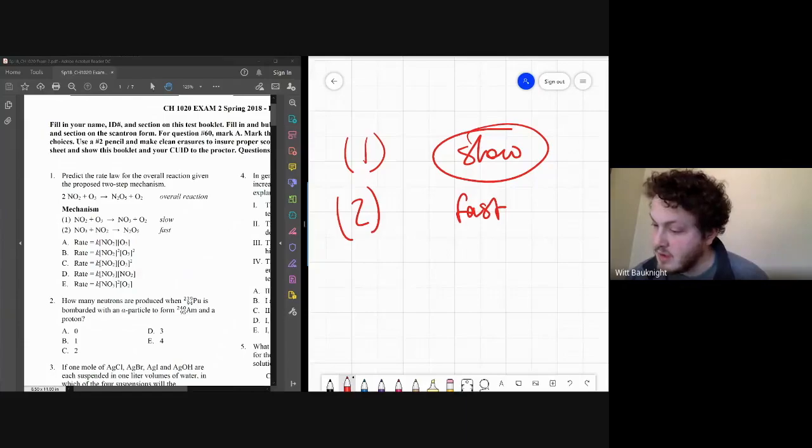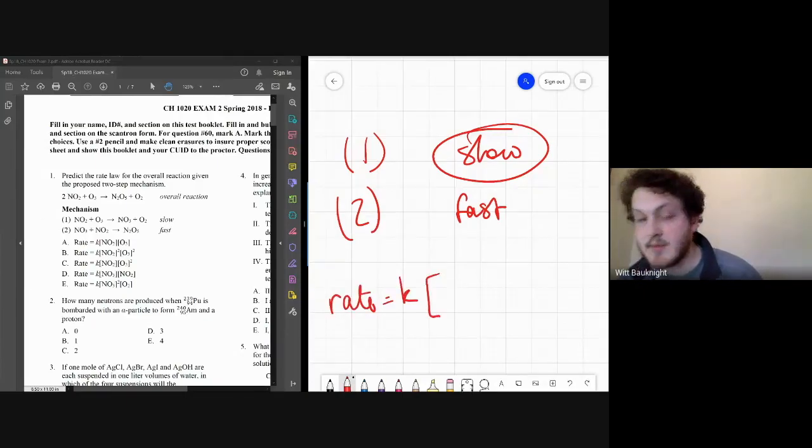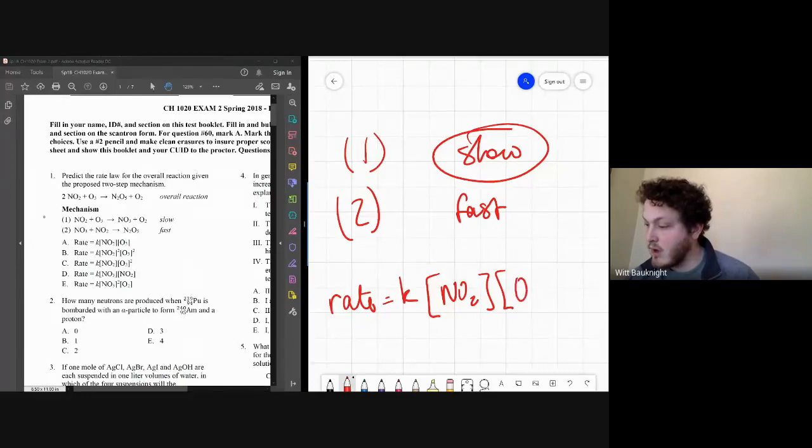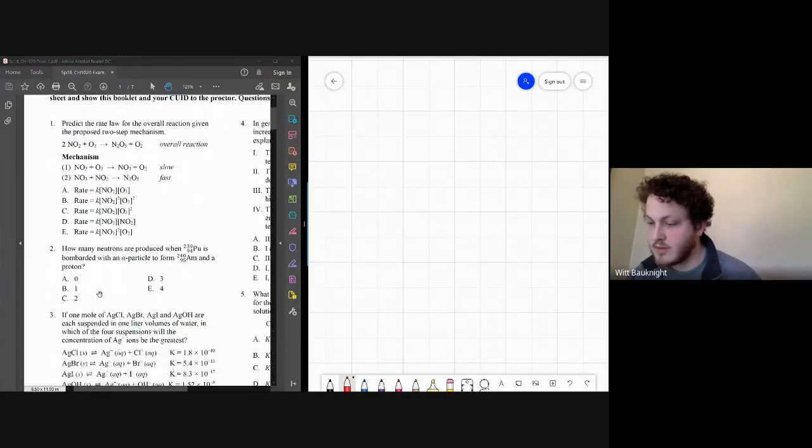So the rate for the slow reaction, as you can see here, is the slow reaction. And so the rate is equal to a rate constant times the concentration of those reactants, NO2 and O3, which is ozone. And so that is why the answer is A. So let me clear canvas. And let's talk about number 2.